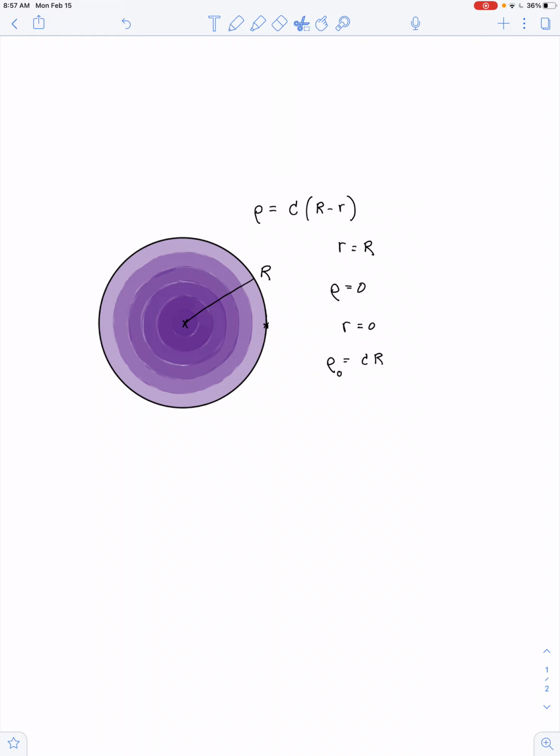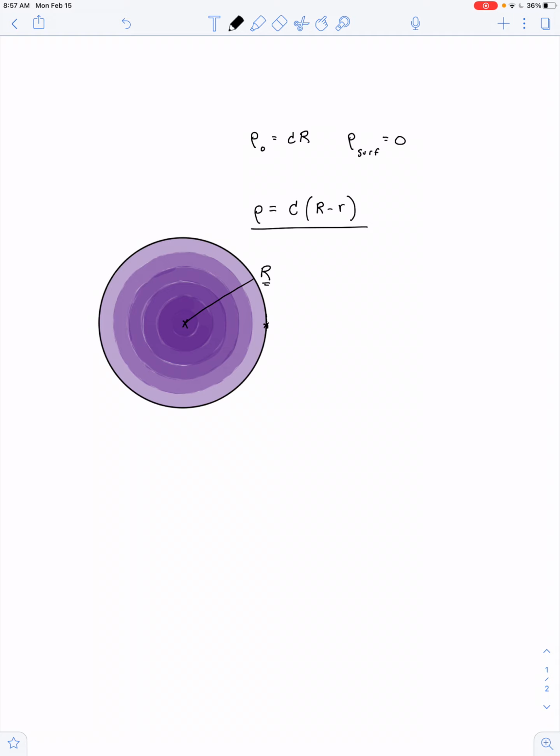So anyway, that's what we mean by this expression. It's just a way of saying that the density of charge is getting less and less as we work our way from the center out to the edge. Again, density at the center is this constant c times the radius R, and the charge density at the surface is equal to 0.